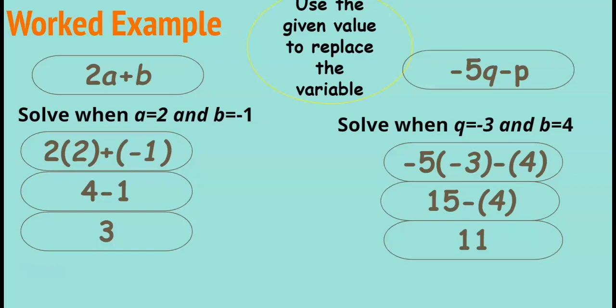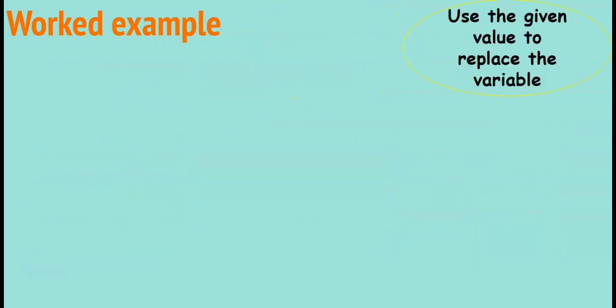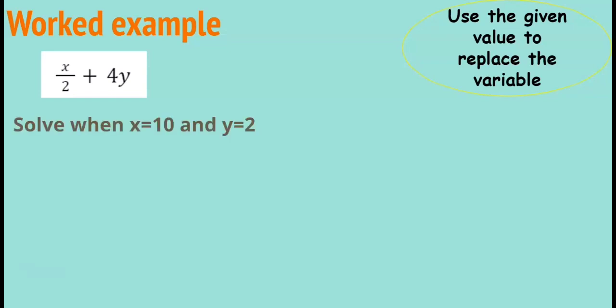So whether we have one variable or two variables, the steps remain the same. We're going to substitute the given values for the variables and solve. All right, so let's look at another problem. Let's look at x halves plus 4y. And we're solving when x equals 10 and y equals 2.